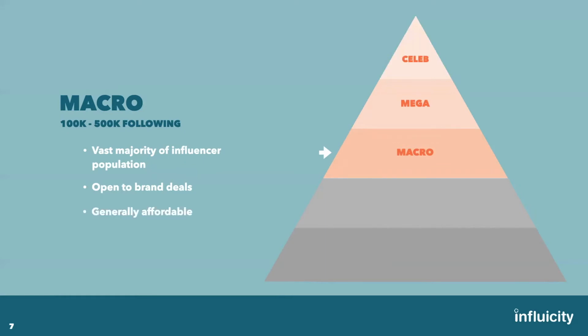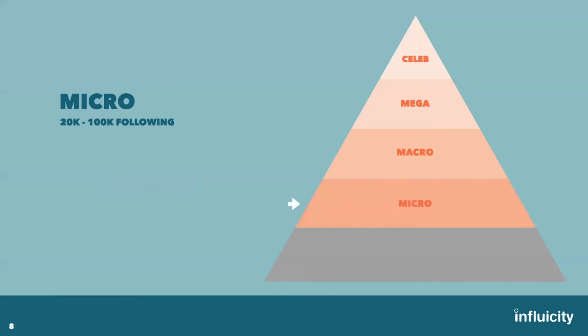They're generally going to be more affordable. You're not going to have to look at high 6-figure or 7-figure deals for these people. They're going to have more affordable rate cards that you can work within. And this, again, makes up most of the influencers that you probably work with as a brand. Below that, we've got the micro influencers.